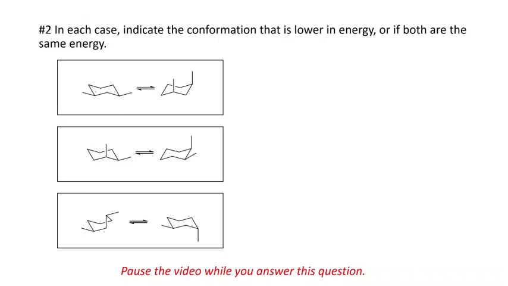We're going to look for axial groups first. So in the case of 1, here we have a really strong 1,3-diaxial interaction. It's a really bad one because it's a methyl-methyl interaction. So the lower energy is going to be this one that does not have that 1,3-diaxial interaction.